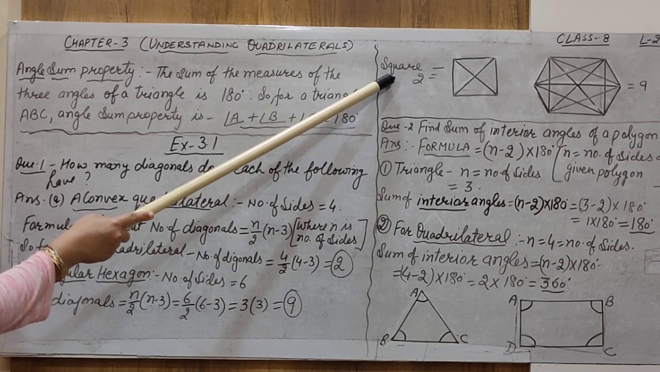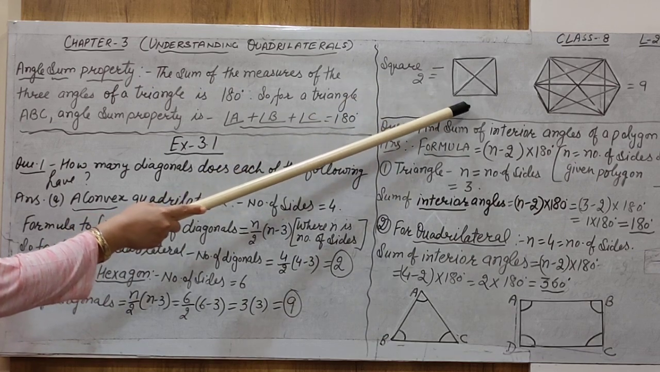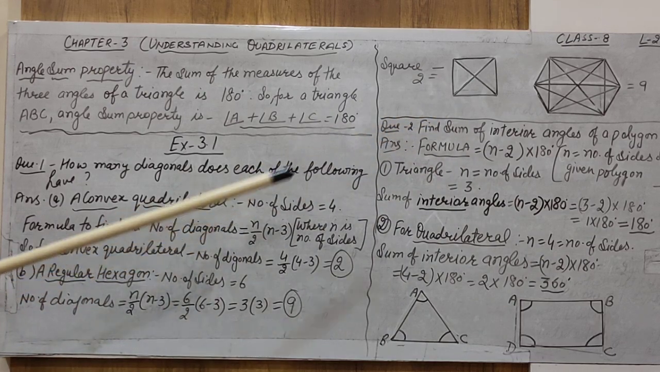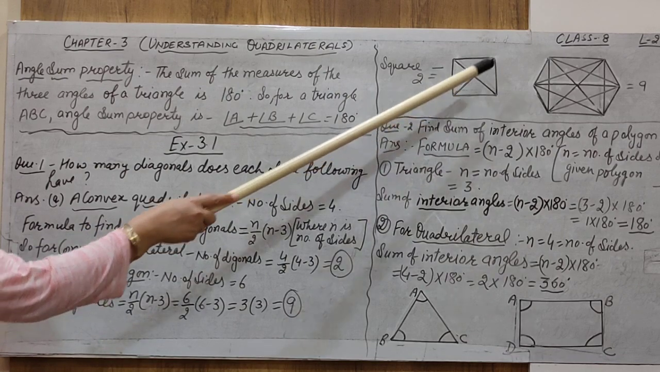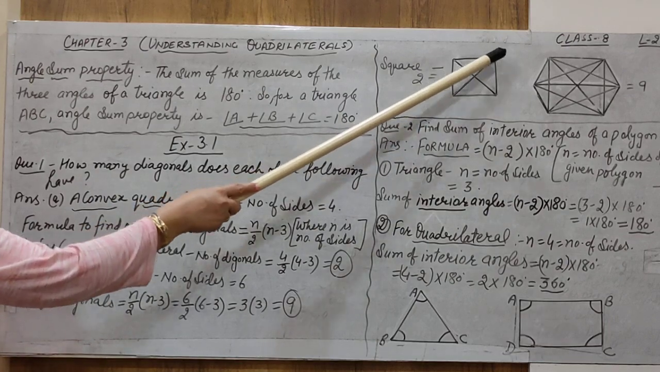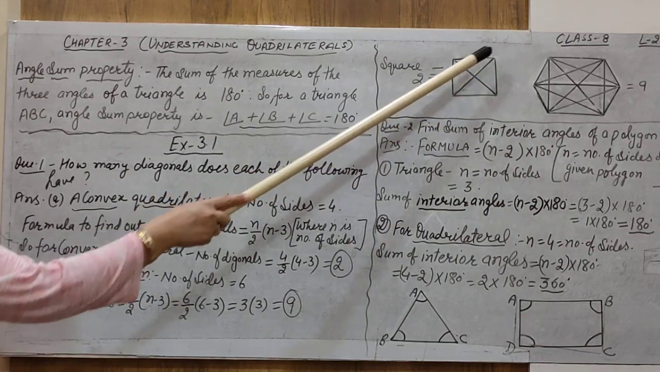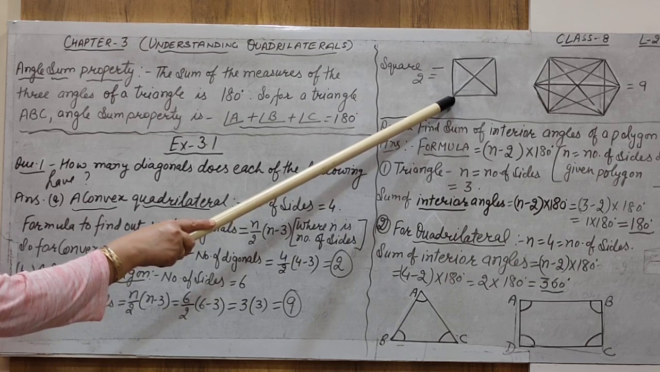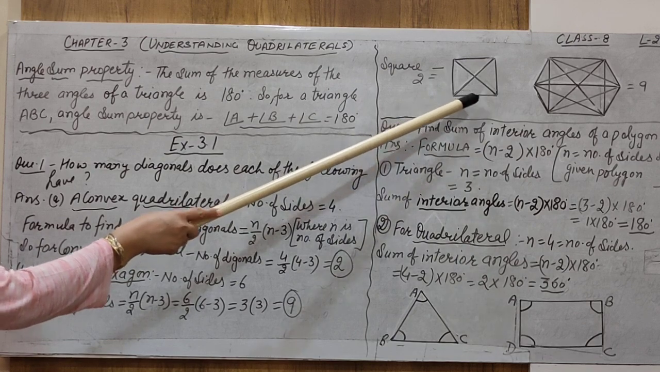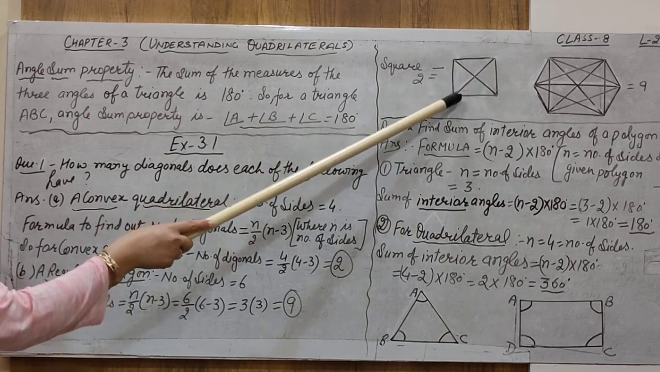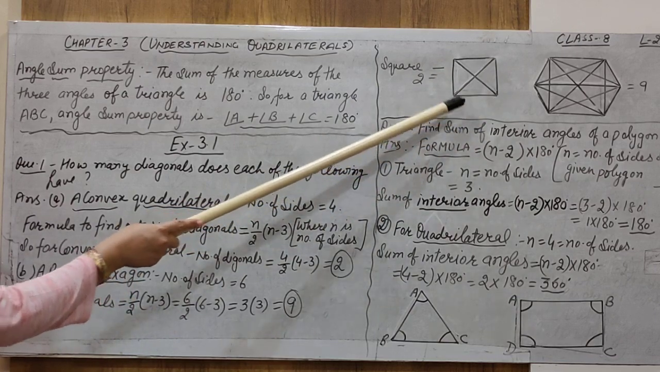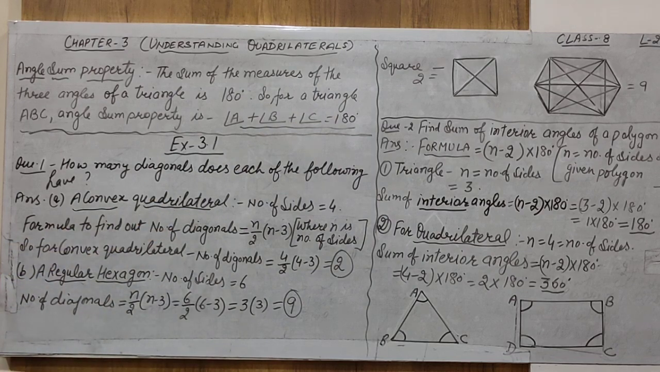Square is a quadrilateral. We can draw 2 diagonals in a square. You know very well about the diagonals. The definition of diagonal: when we join 2 non-consecutive points. Consecutive points are those which come one after another. And when we join 2 non-consecutive vertices of the quadrilateral, meaning opposite vertices, that line is called a diagonal. So this is the first diagonal and this is the second diagonal of the square. So we can draw only 2 diagonals in all the quadrilaterals.